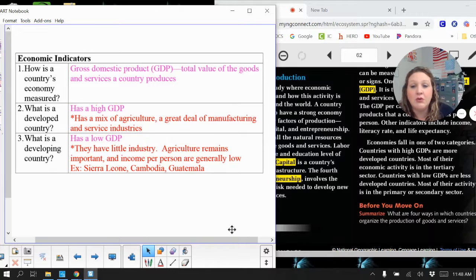So a couple examples, Sierra Leone, Cambodia, and Guatemala are developing countries. So obviously a developed country would be the United States. Great Britain would be another developed country. Canada is another developed country. Okay, so there's lots of examples of developed and a lot of developing countries as well. So I will go ahead and pause here so that you can finish if you're not done writing this information.